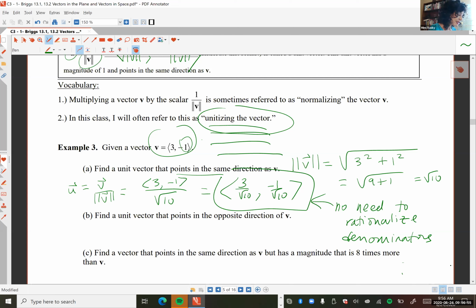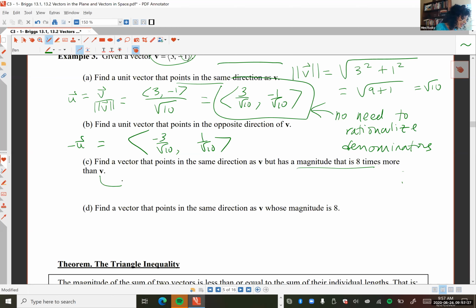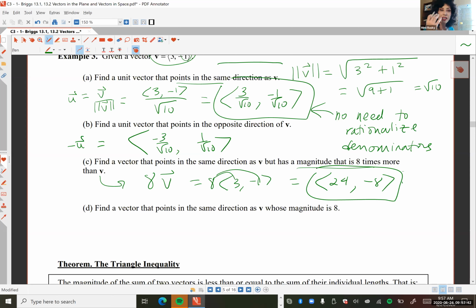What if I just said, find a vector that points in the same direction as v, but has a magnitude that's 8 times more than v? What they're asking for here is 8v. So you'll just go 8 times the original vector, which had components 3, -1, and then you'll distribute the 8, and you'll get 24, -8. So this vector points in the same direction as v, but the magnitude is 8 times more than v was. And remember, the magnitude of v was square root of 10.